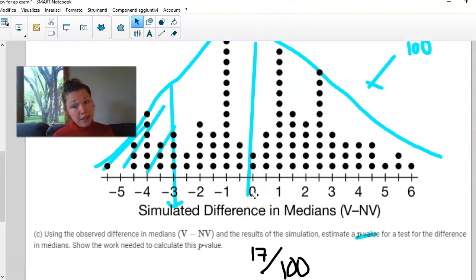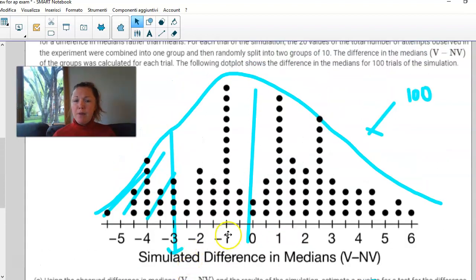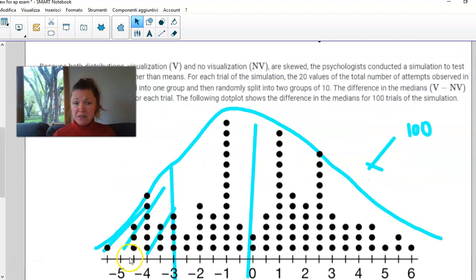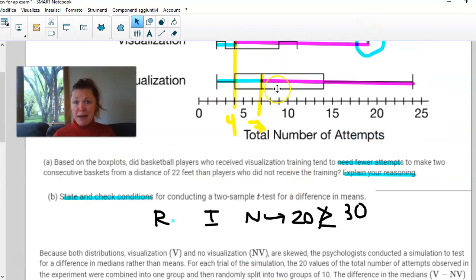We then need a statistic. We need 2 values to subtract, okay? Where do we get these values? They don't give it to us in part C, but we can go up and look. So using the observed difference, here's what we actually observed, you guys.